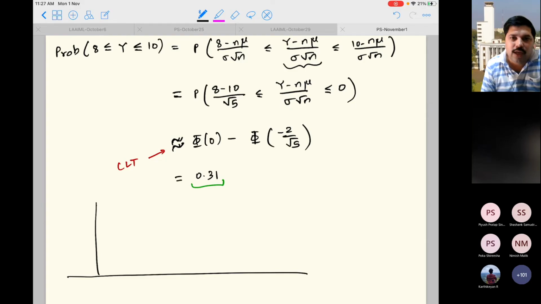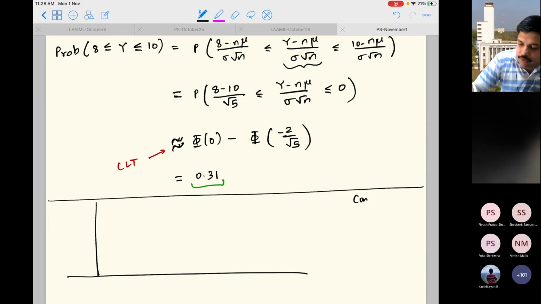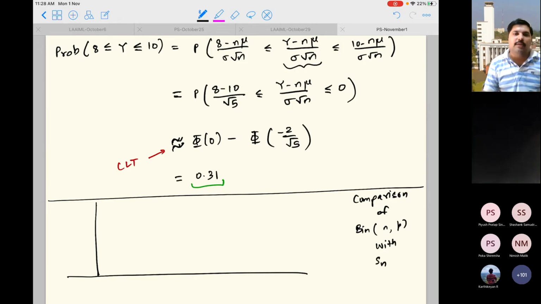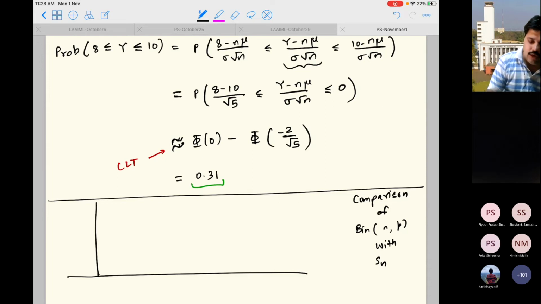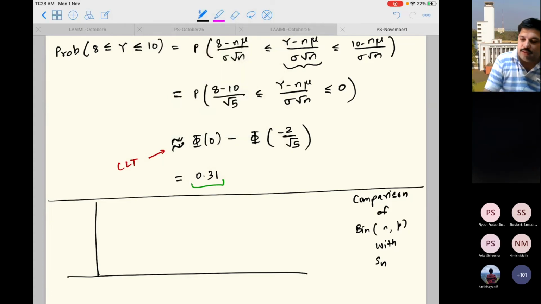Okay, so for example, this is a rough sketch. But suppose I have this particular thing: a comparison of binomial(n,p) with Sn. I am doing it with Sn, not Sn star. Please remember this. So Sn is approximately a normal random variable, and this is the binomial(n,p).